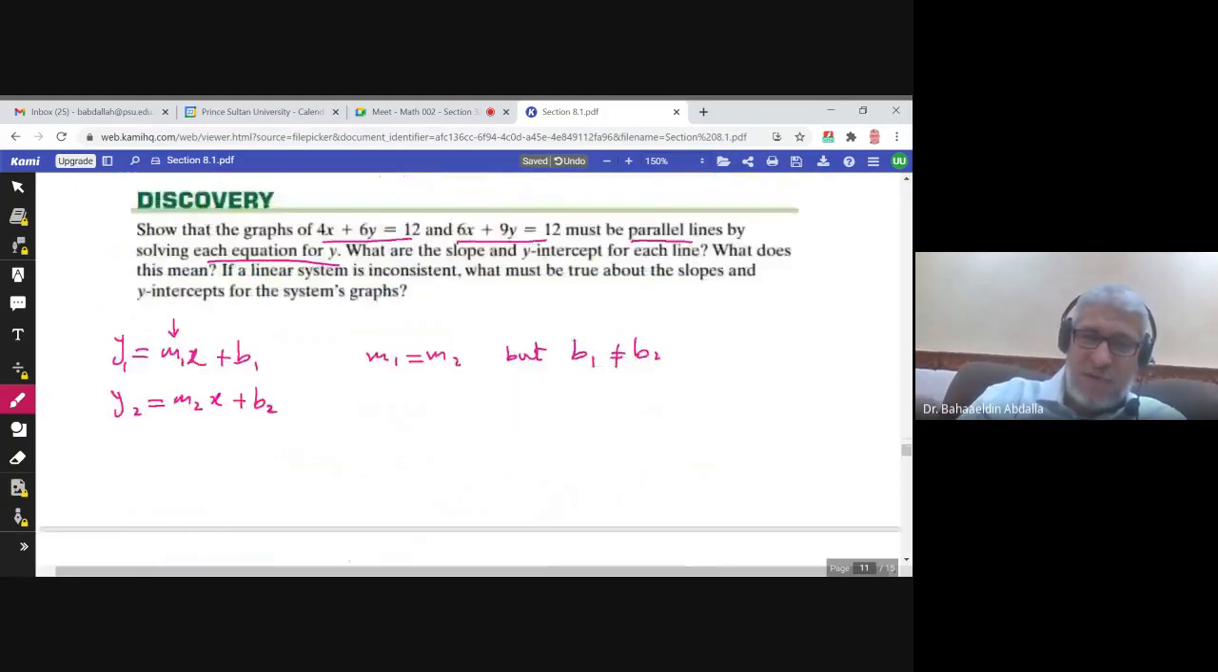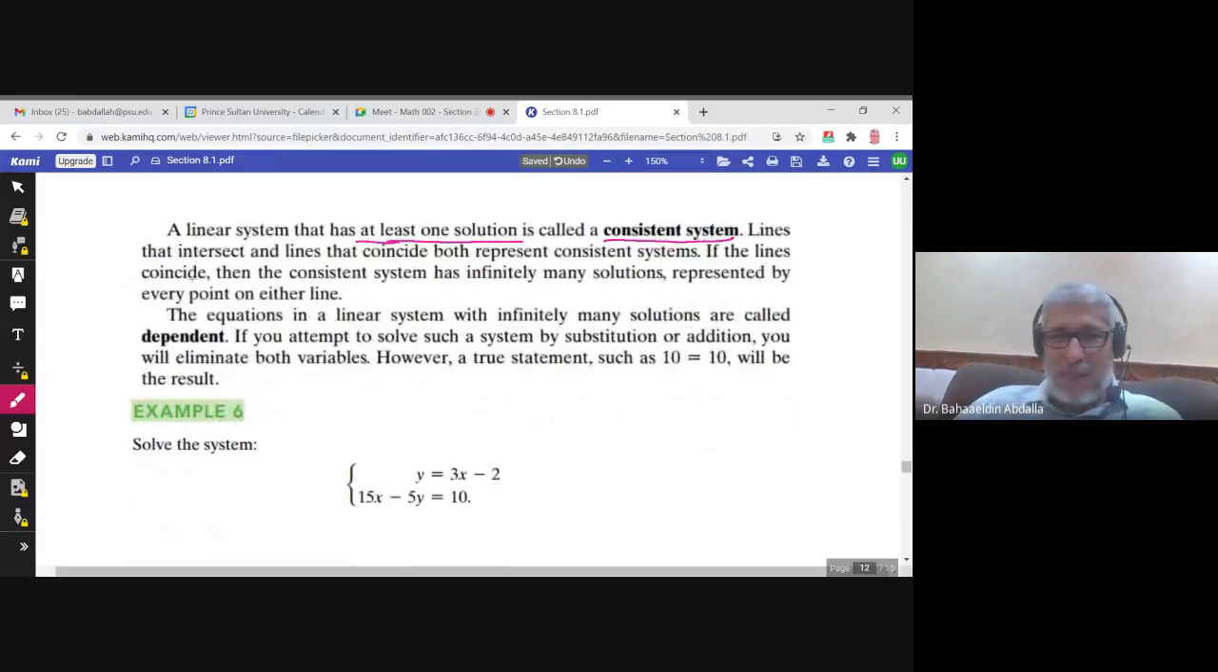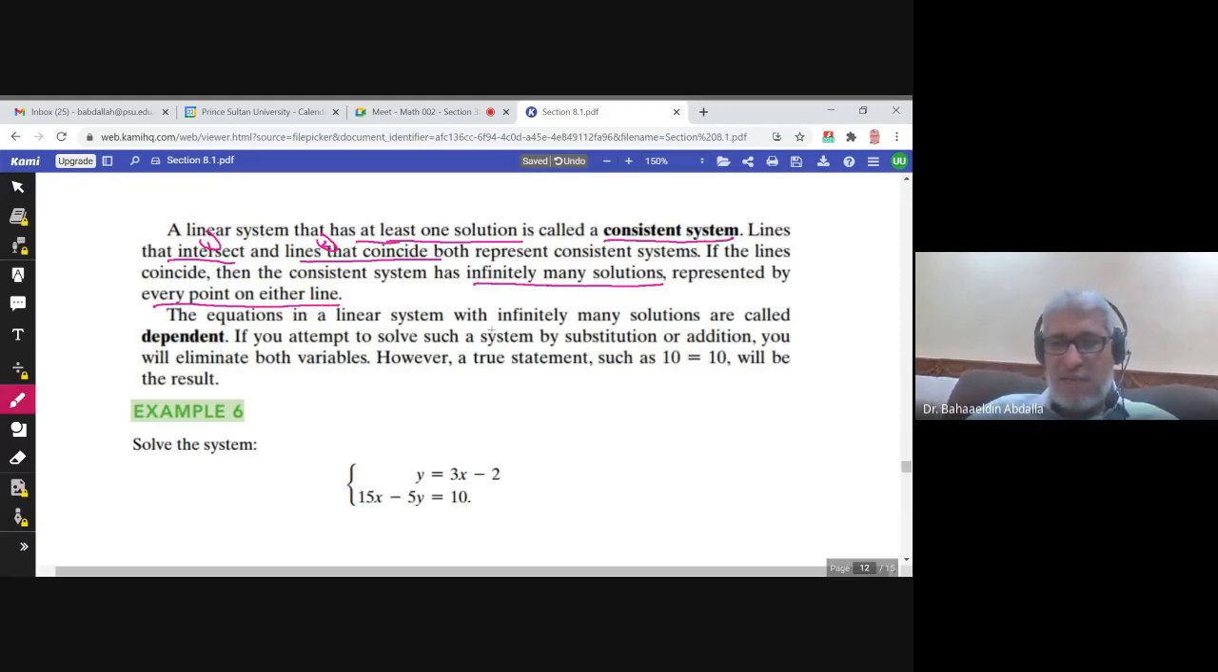So inconsistent, only one case. Consistent, we have two cases: lines that intersect, this is the first case, and lines that coincide. Both represent consistent systems. If the lines coincide, then the consistent system has infinitely many solutions, represented by every point on the line. The equations in a linear system with infinitely many solutions are called dependent equations. Dependent means it is in fact the same equation but multiplied by a constant.